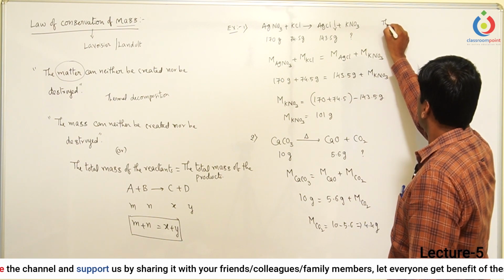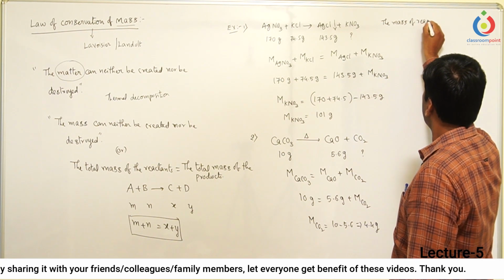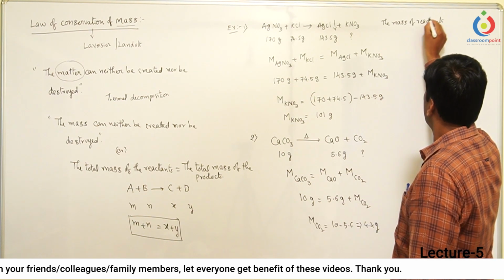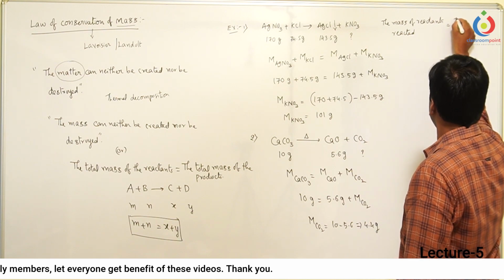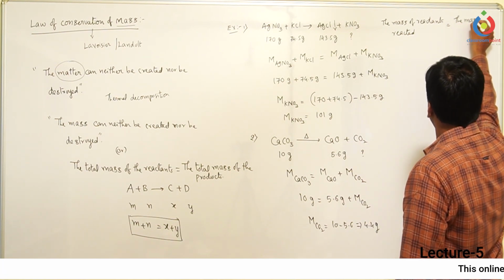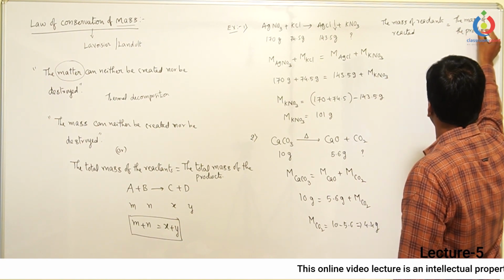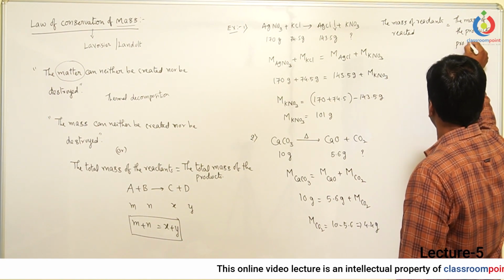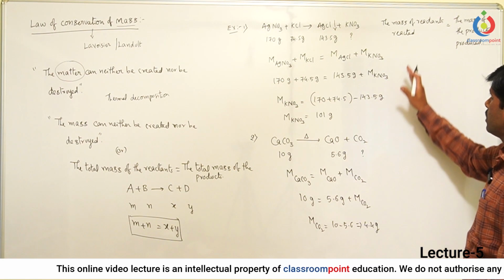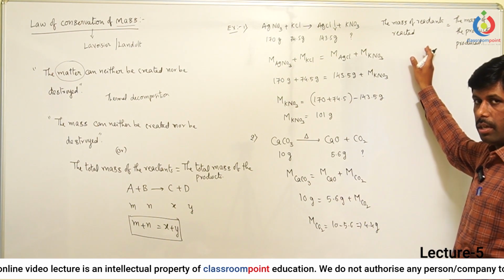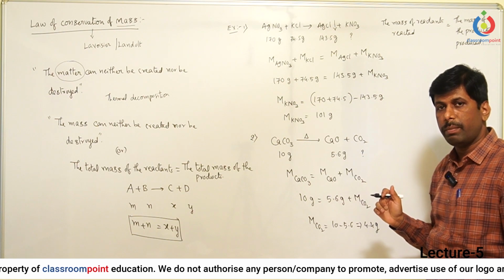Then the mass of the reactants reacted is equal to the mass of the products produced. So here all the reactants are not converted. Whatever the amount of reactants converted, that much amount of the products only will be produced.